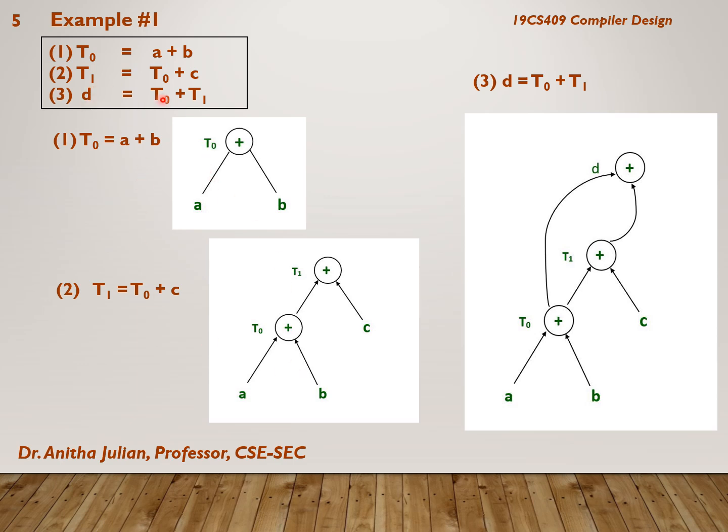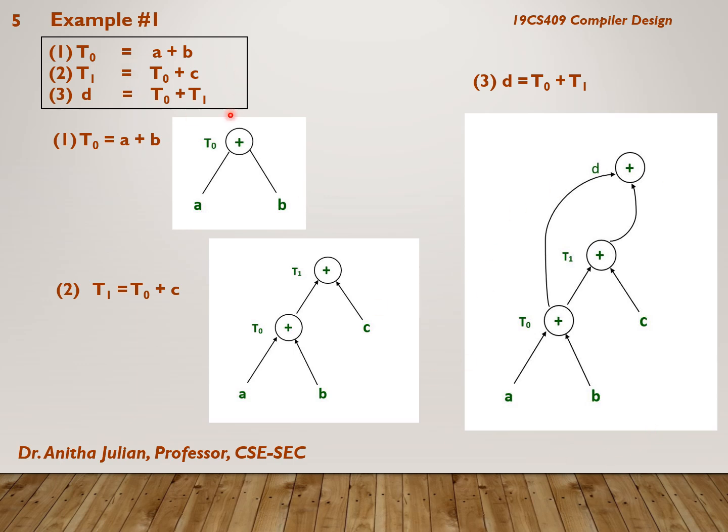Next we draw for the next statement T1. So I am continuing with the already existing diagram. Here I already have A, B added as T0. To this I am adding the value C. So I am putting a plus here and naming it as T1. Next, both of them have to be added and assigned to D. So I am pulling an arrow here to a plus. So I am adding T0 and T1, the plus operator, and naming it as D. Okay, so this will be the DAG.